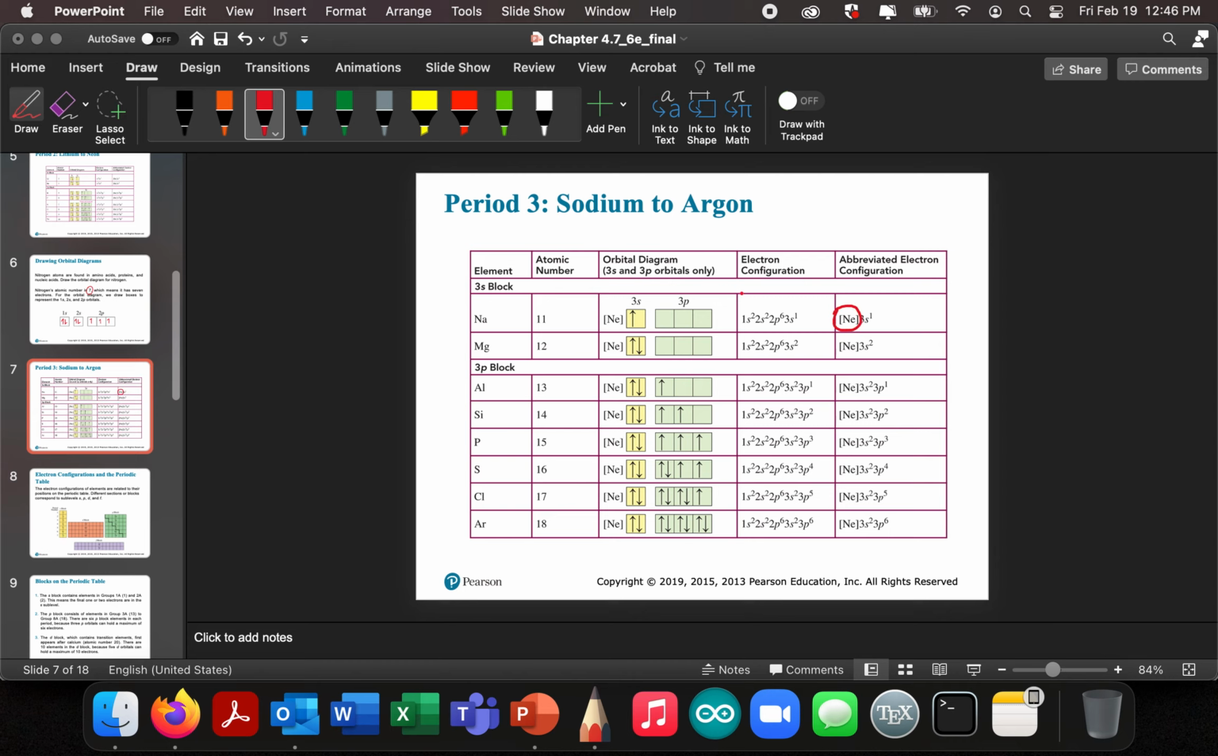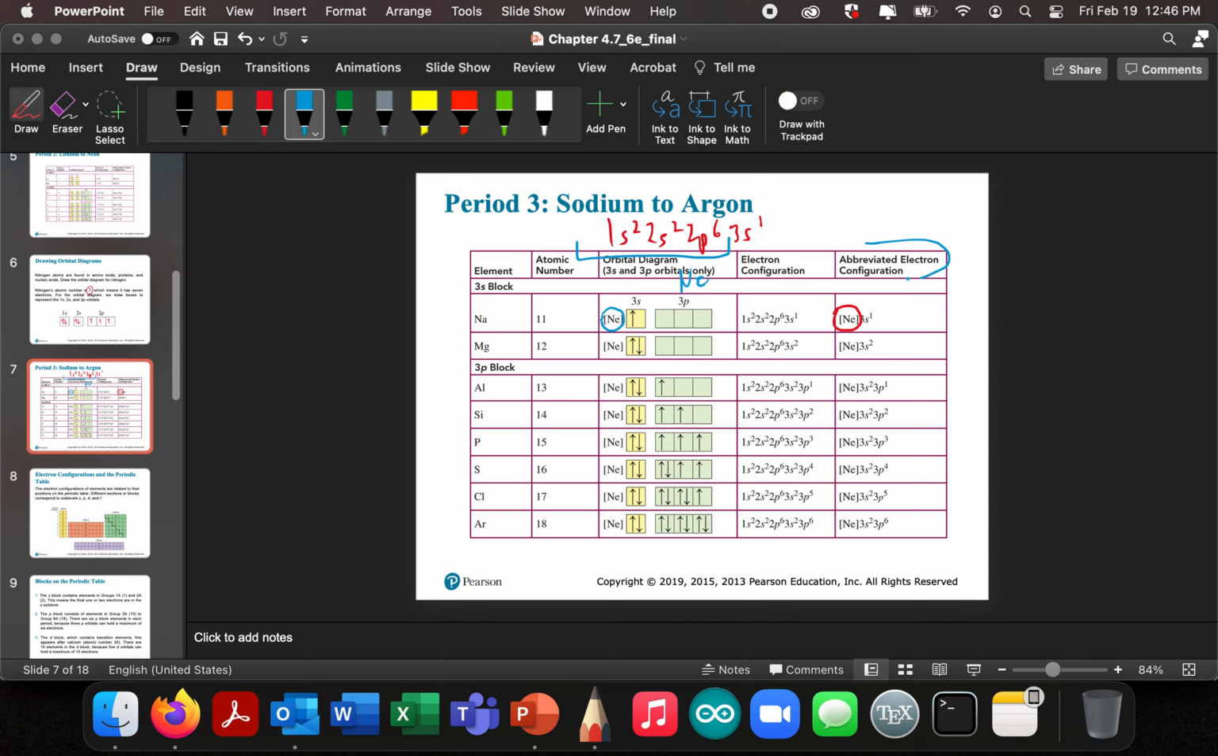Okay, so the electronic configuration of sodium is 1s2, 2s2, 2p6, 3s1. Right? But we know that this is the electronic configuration for neon. And so what we oftentimes do is we simply shortcut it by putting neon there, right? And that symbol with the neon in brackets represents this 1s2, 2s2, 2p6, the electronic configuration of neon, okay?